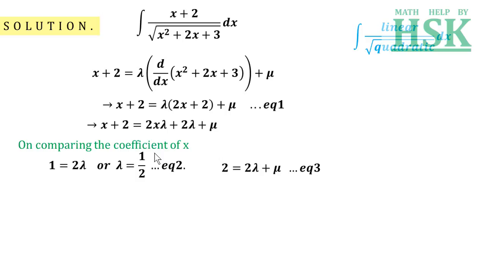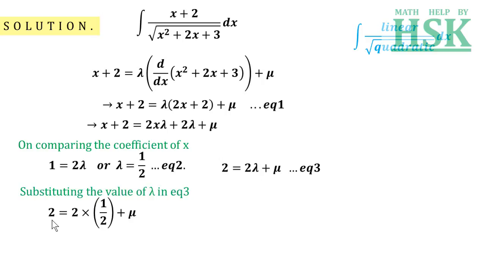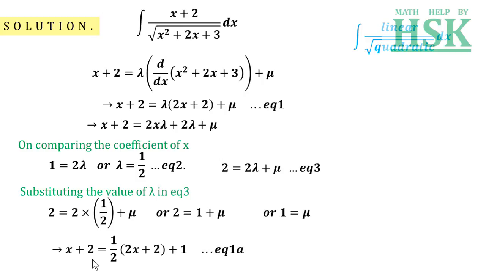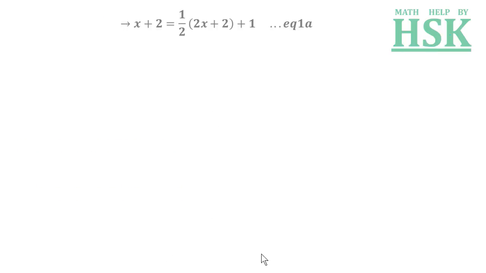Okay, now to calculate the value of mu, I am going to place 1 by 2 in this equation to get 2 is equal to 2 into 1 by 2 plus mu. This cancels out to give me 1. So I get 2 is equal to 1 plus mu, or mu is equal to 1. Now I'm going to place the value of lambda, that is equal to 1 by 2, here, and mu is equal to 1 here in equation number 1 to get this equation number 1a, right?